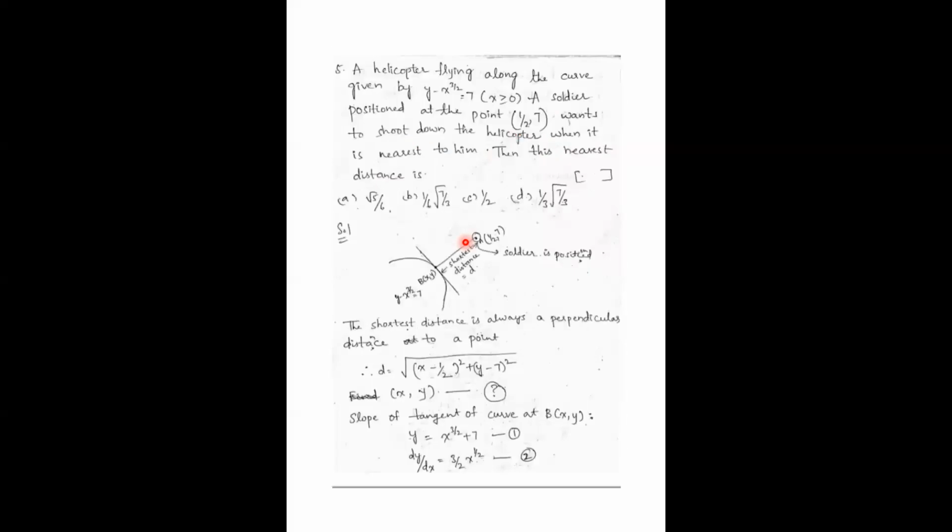That is 2 cube plus 2 square into f'(1), where f'(1) is 5, plus 2 into f''(2), which is 2, and f'''(3) is 6. By solving this you will get f(2) equal to minus 2. Now let's move to the fifth question.